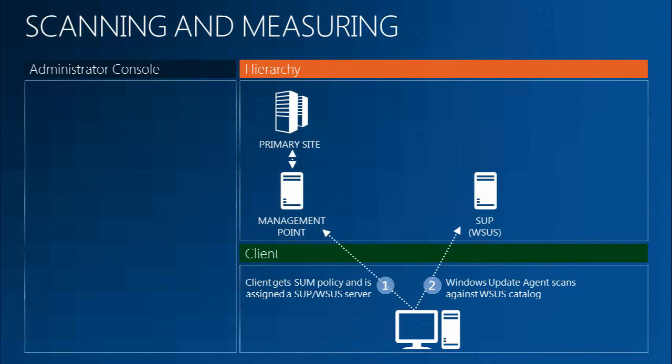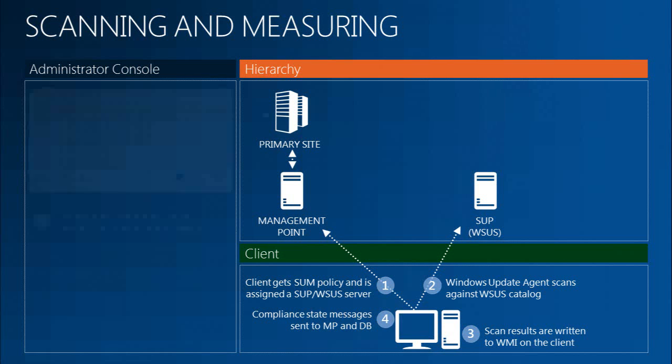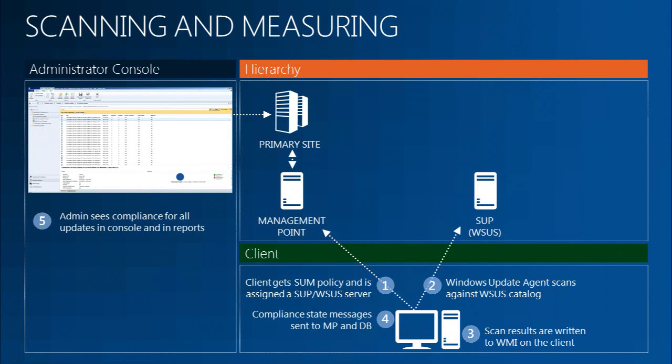So the Windows Update agent, we hook the Windows Update agent, and that's what does our scan against WSUS. So we scan the latest catalog, and the client basically assesses the applicability of every update in that catalog. And then the scan results are written to WMI. WMI is where we collect the results and send them back to our management point, step 4 there, and ultimately written to our database. The next step in scanning and measuring is then these are abstracted to the console, where you see exactly how compliant or non-compliant you are for every update that was scanned against.